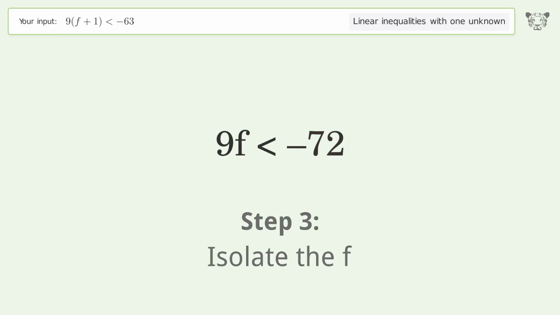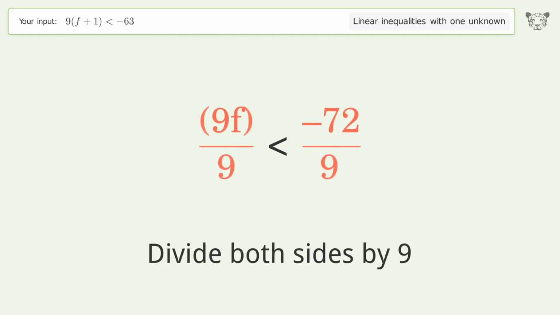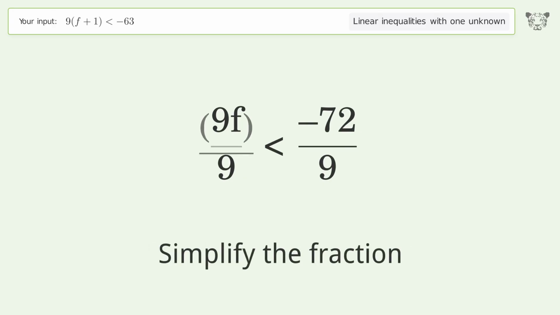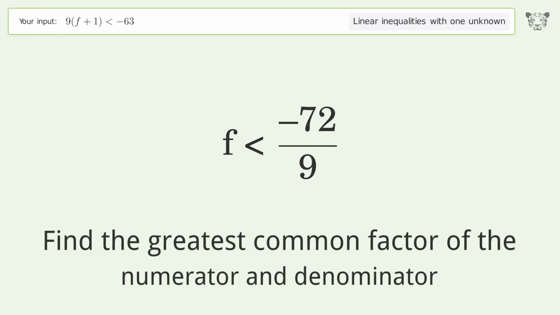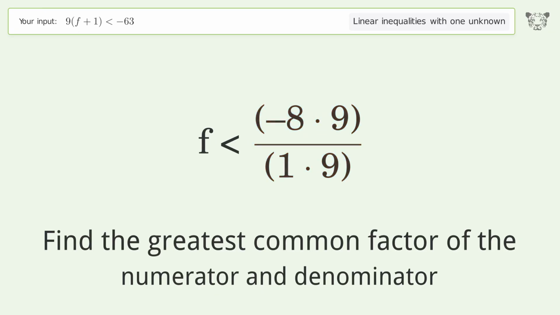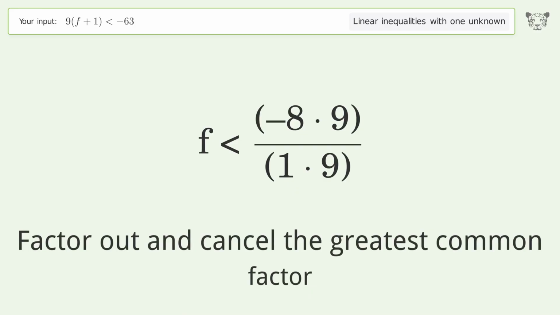Isolate the f. Divide both sides by 9. Simplify the fraction. Find the greatest common factor of the numerator and denominator. Factor out and cancel the greatest common factor.